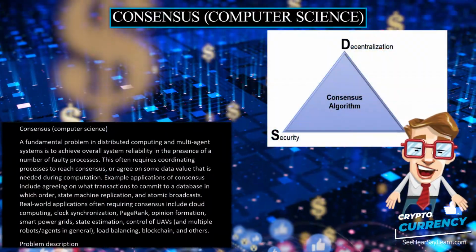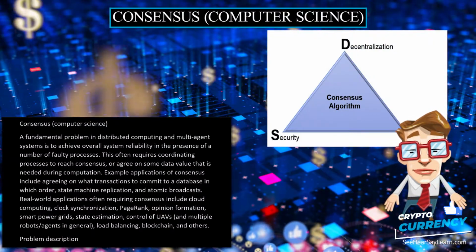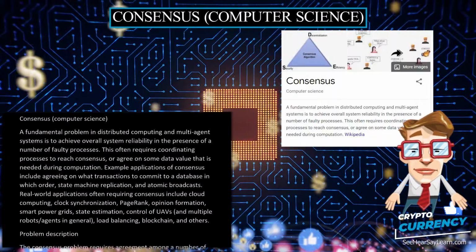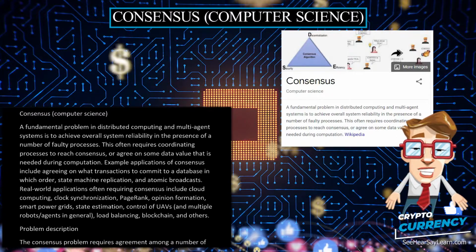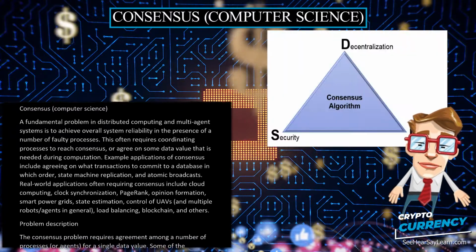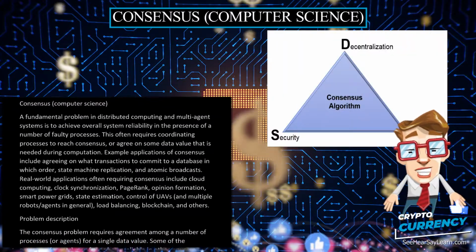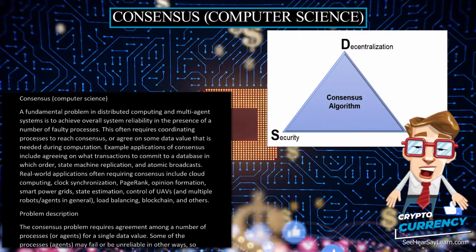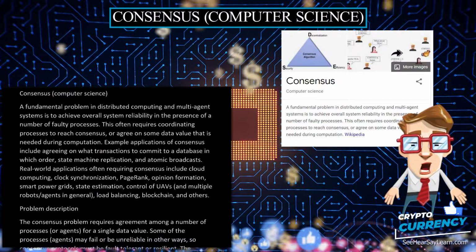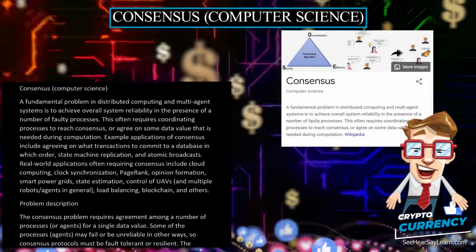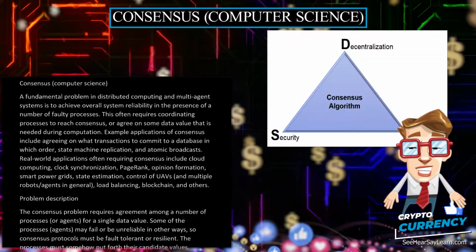Consensus, computer science. A fundamental problem in distributed computing and multi-agent systems is to achieve overall system reliability in the presence of a number of faulty processes.